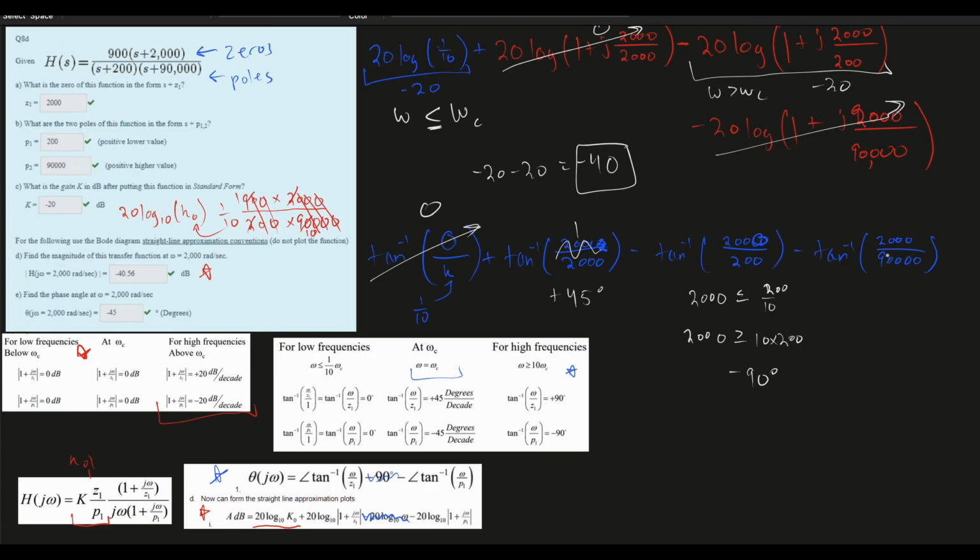Now we have a 2000 over a 90,000, so let's try the low frequency. Our omega is 2000. We know it's less than or equal to 90,000 over 10, and we can clearly see that this holds true, so this is going to zero out as well. Then we're just left with 45 degrees minus 90 degrees, which gives us a negative 45 degrees, and that is the answer for this part. That is, I believe, the most correct way to do this Bode diagram, zero, poles, and straight line approximation stuff. I had to look at this a lot to actually do it.